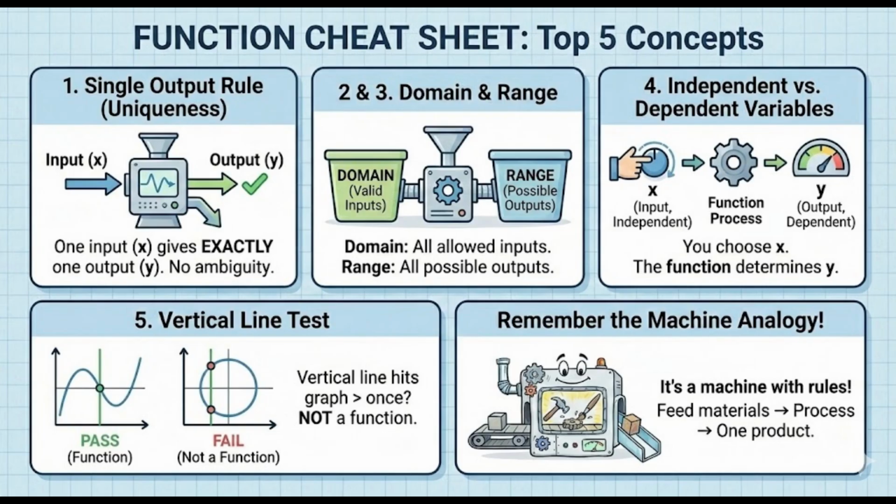Let's wrap up the 5 core ideas behind functions. Rule 1, a function has one output for each input, no ambiguity. Rules 2 and 3, the domain is everything you're allowed to put in, and the range is everything that can come out. Rule 4, x is the independent variable. You choose it. The output depends on it. Rule 5, the vertical line test. If a vertical line hits the graph more than once, it's not a function. Remember the big picture. A function is just a machine with rules: input, process, one output.